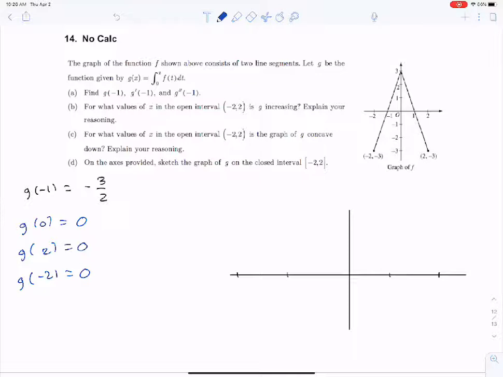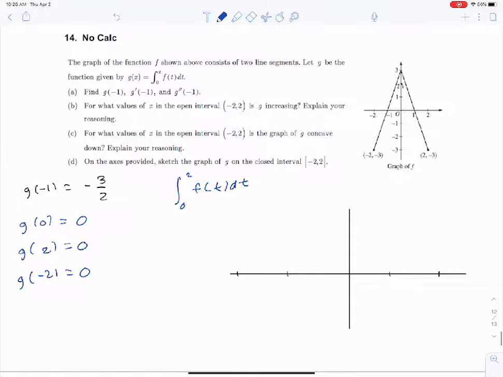How did I know g of 2 and g of -2? The answer is, and again, I kind of did this in my head, but that's fine. If I want to figure out g of 2, I'd take that integral from here to here. And notice these two triangles cancel each other out. So that equals 0, if g of 0 is 0.